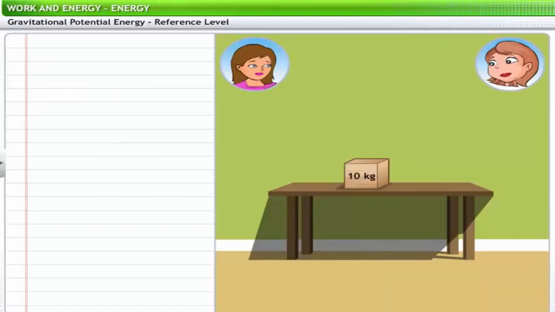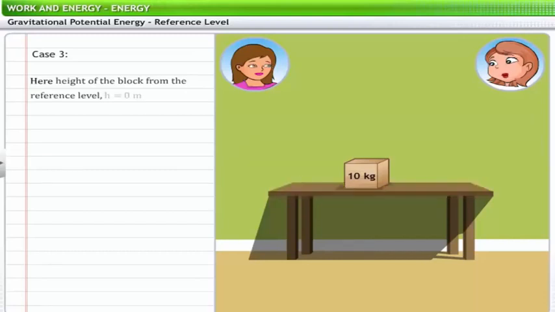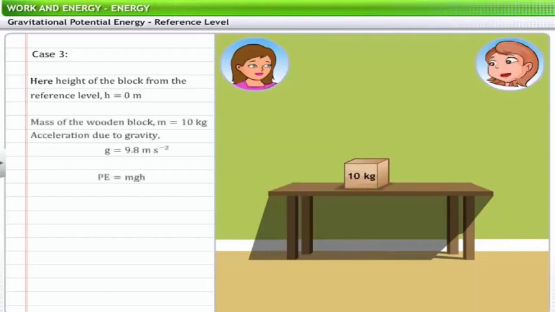Can there be a case where the gravitational potential energy of the block on the table is 0? That's what I was coming to. In the third case, if the reference level of the block is taken as the surface of the table itself, then the height of the block is 0. In such a case, its potential energy is 0. Generally, the surface of the earth is taken as the reference to determine the height of an object.